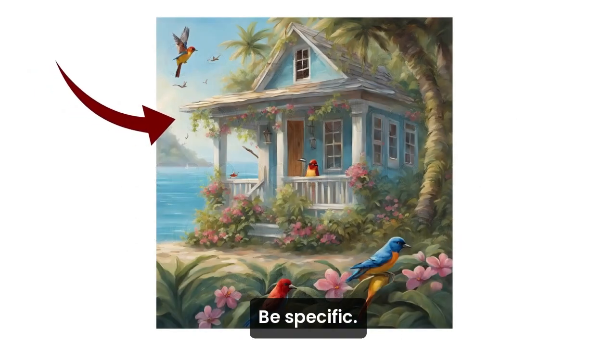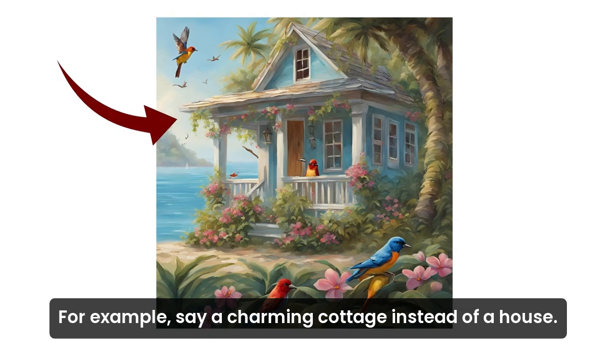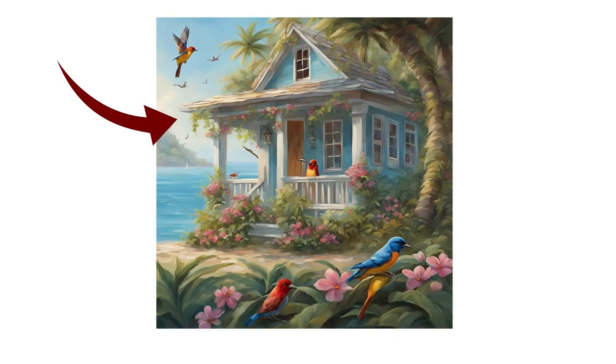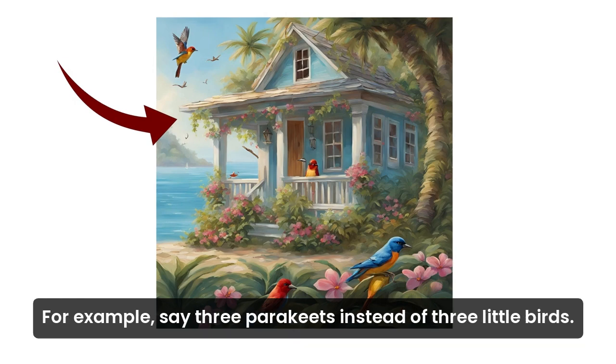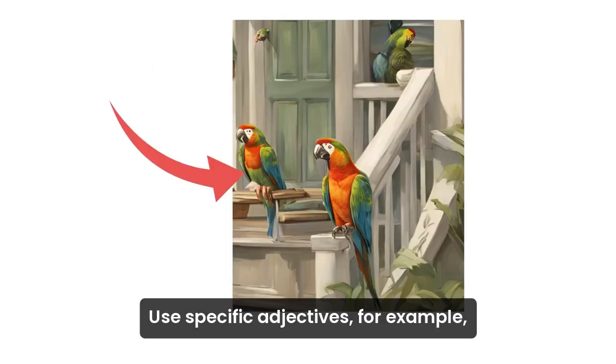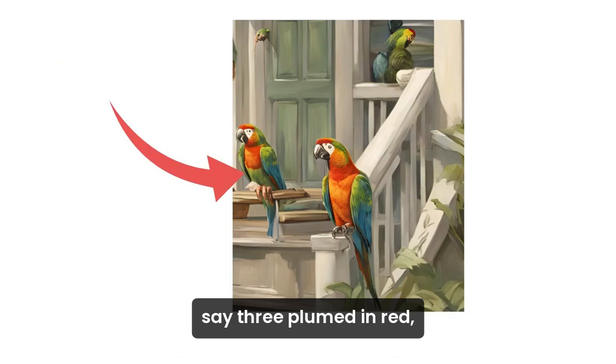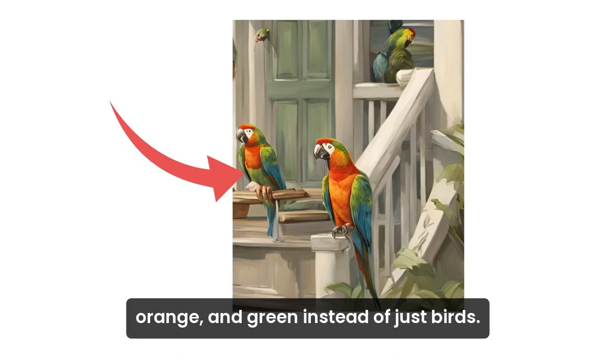Be specific. For example, say a charming cottage instead of a house. Use concrete, singular nouns and avoid generalities. For example, say 3 parakeets instead of 3 little birds. Use specific adjectives. For example, say 3 plumed in red, orange, and green instead of just birds.